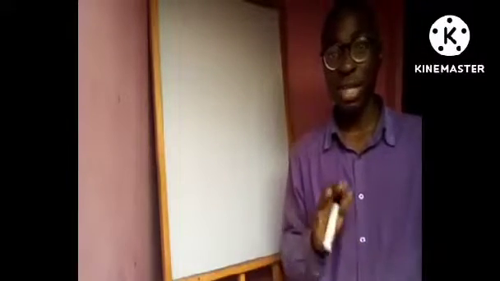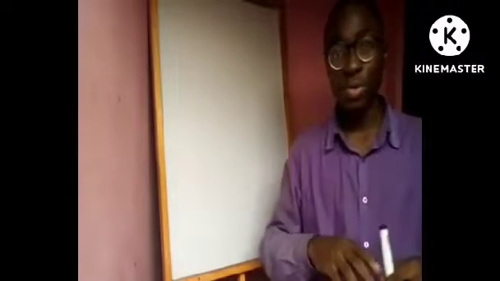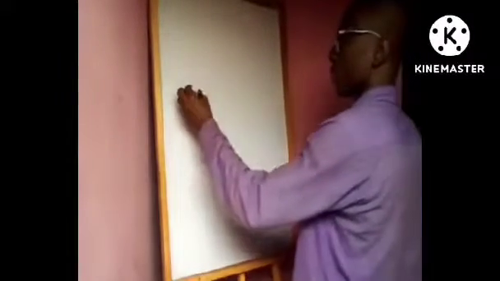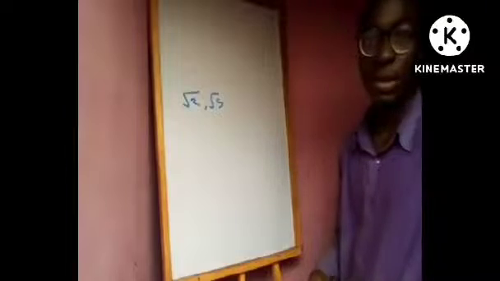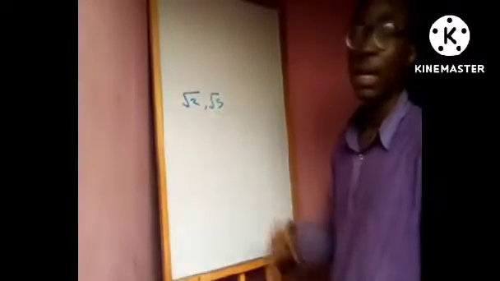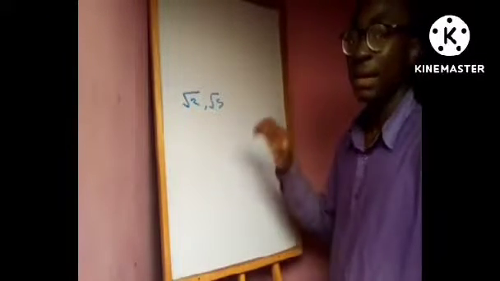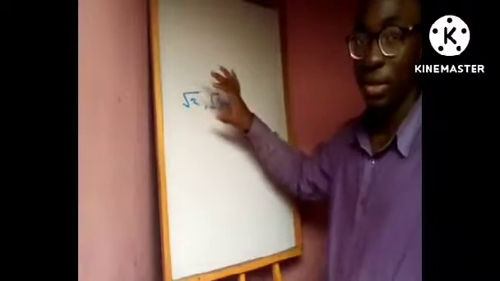Always know that rational numbers are numbers that can be expressed as a quotient of two integers. But when we're talking about surds, they cannot be represented as a quotient of two integers. For example, root 2 or root 5: these terms, root 2 and root 5, are surds, and they are specifically known as quadratic surds.